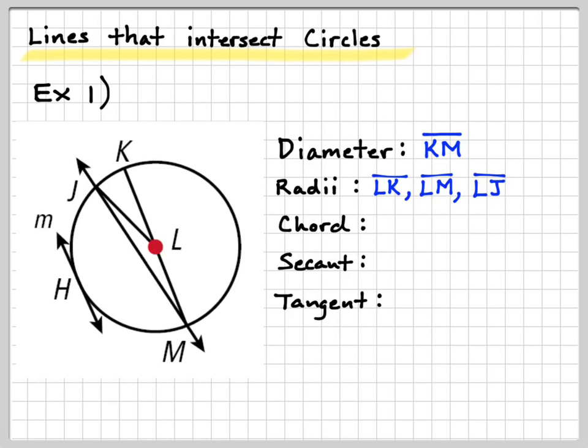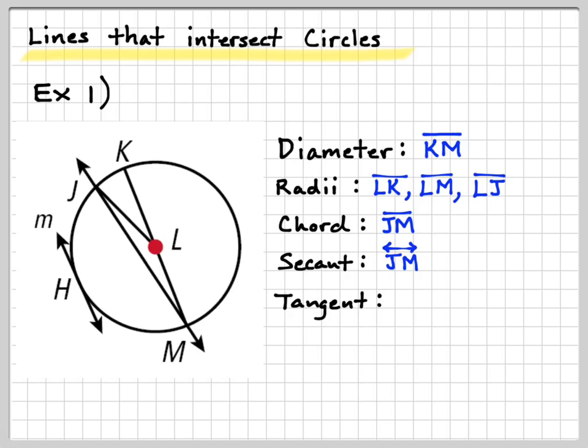Okay, a chord is a line segment. Much like the diameter, it just doesn't go through the middle. So if I were to highlight a line segment here that goes from edges of my circle but does not go through the middle, I would do line segment JM. A secant, if I were to highlight, I would extend this line that goes on forever and cuts through my circle. So I would call that line JM.